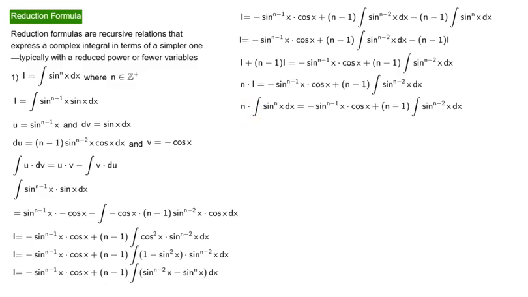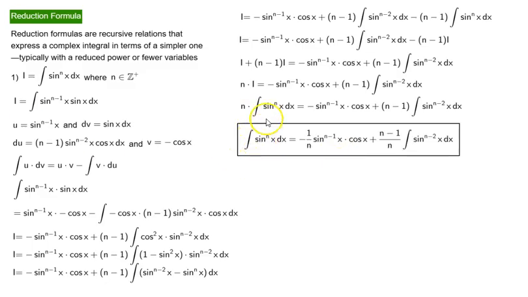And now we will take n to the other side. So that we get integral of sine n x dx is equal to minus 1 by n times sine to the power of n minus 1 x times cos x plus n minus 1 by n times the integral sine n minus 2 x dx. So basically, this is what recursive means. While solving the integral, we end up with embedded integrals and we keep solving it.